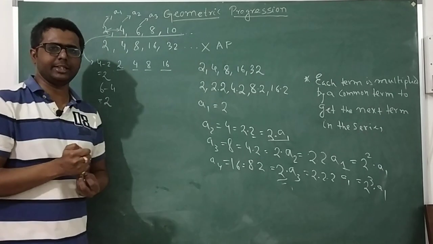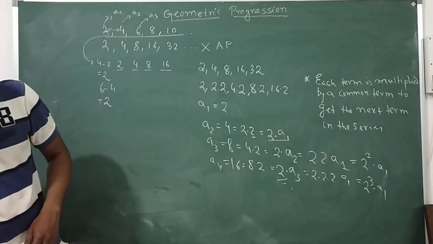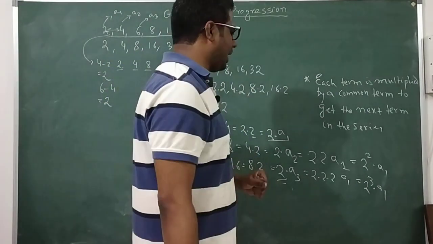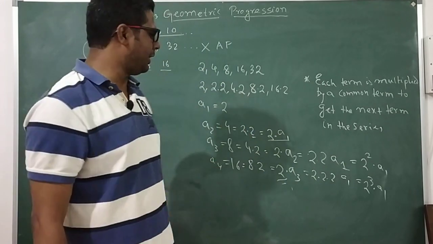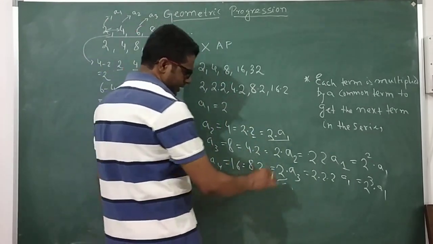Okay? I can write this. There is no problem. So let us try to deduce some formula as we did in case of AP in the offline class. Okay. So A1 is 2, that is the first term.